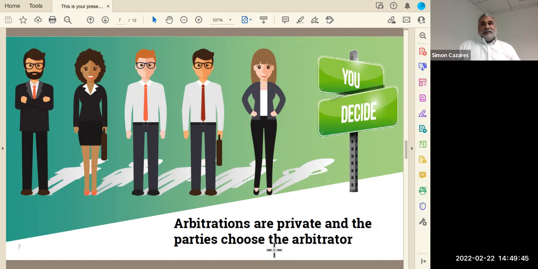and what really helps you, especially when working with buyers, is a BRE form, the buyer representation agreement, because it lays it out very clear and concise. And it has a beginning and an end date. Yeah, absolutely. Arbitrations are private and the parties choose the arbitrator.